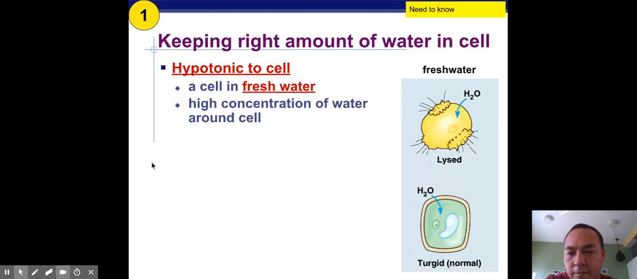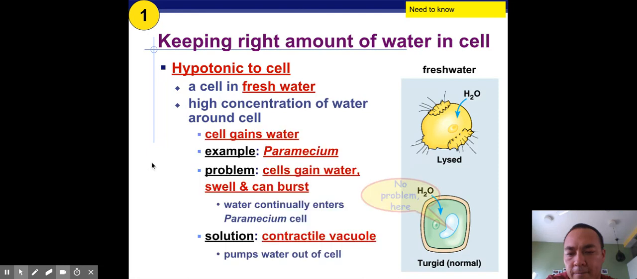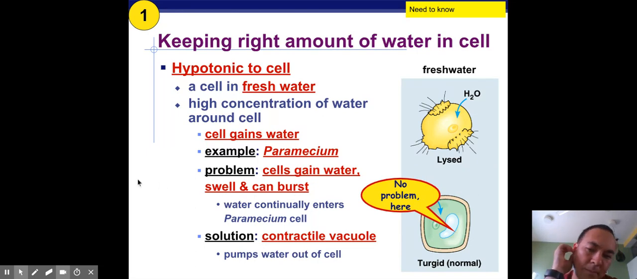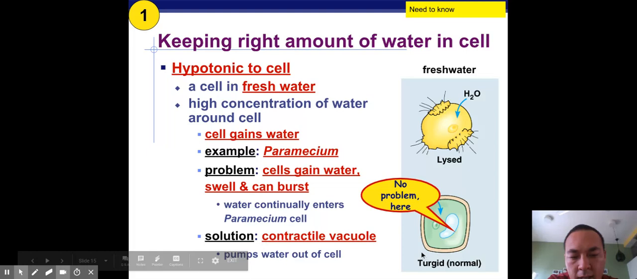So these are from Kim Foglia, so thank you for these slides, to give credit where credit is due. So the water is going to come into the cell. This is hypotonic relative to the cell. An example of this would be a paramecium, and that's why they have contractile vacuoles. It's not a problem for plant cells because they have a cell wall that can push back on the water.